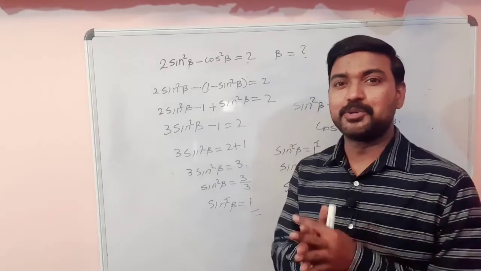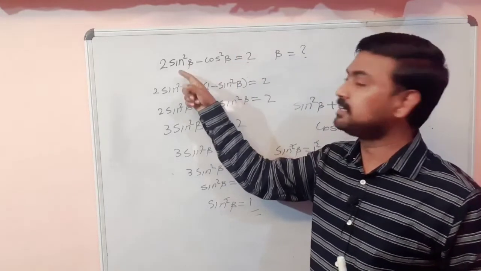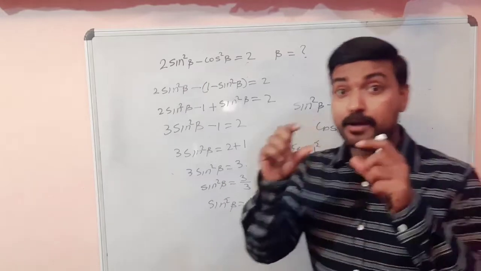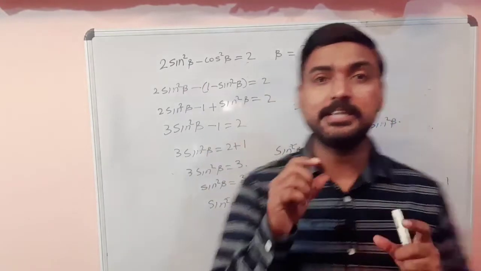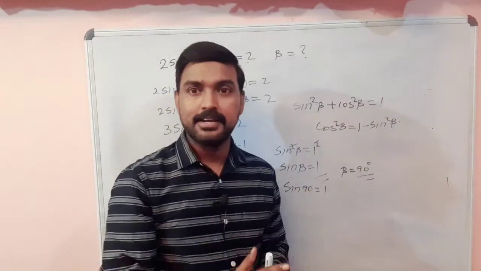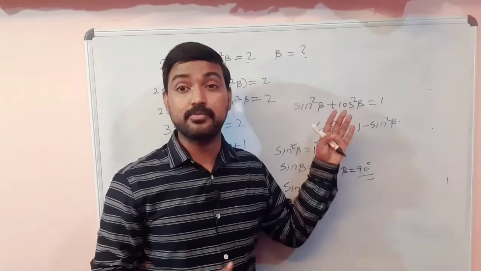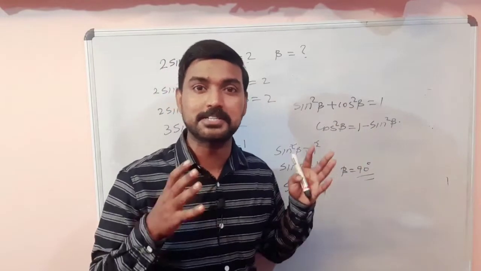So what can we do? We can do one idea. This cos can be represented in terms of sine. So we have to recall the relation. There is a relation between sine and cos: sin square beta plus cos square beta is equal to 1. Instead of beta, we can give theta, x or any angle. Here it is given beta. That's why we write sin square beta plus cos square beta is equal to 1.